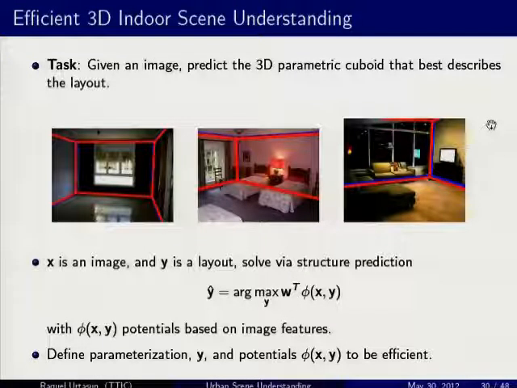Okay, so one of my favorite problems is this problem that I guess David and Derek and Barsha started to work on a few years ago, which is, you're given a single picture, can you estimate the layout of the room? This is actually a structure prediction problem, where you're interested in, given some features, which are some potentials built from image features, trying to compute the argmax of the layout. So the question is, how can you define the features and the parameterization such that you can do this problem very efficiently and very accurately?